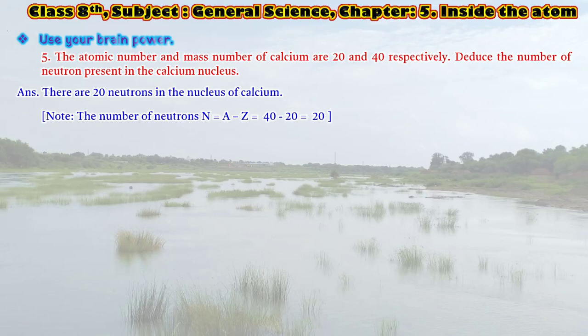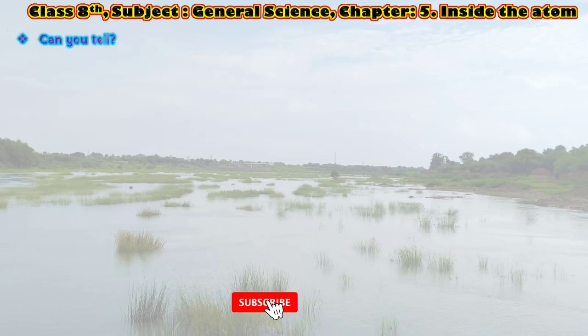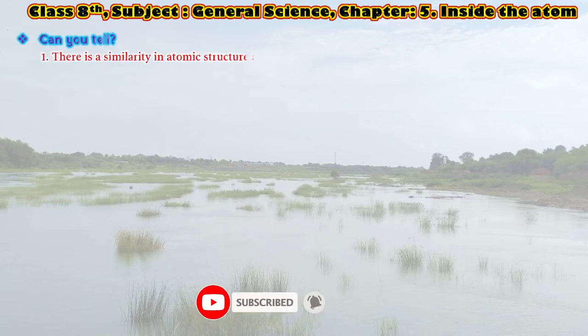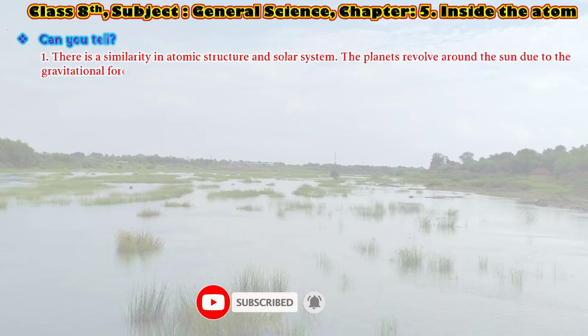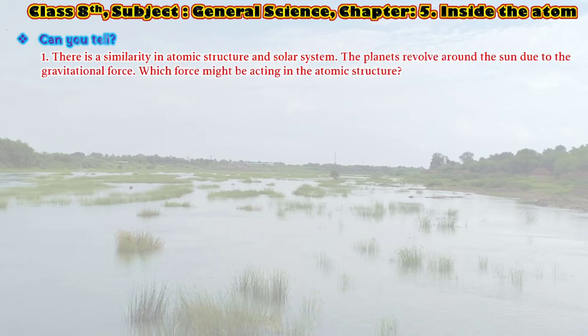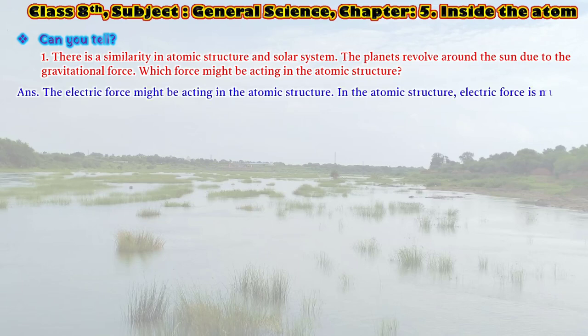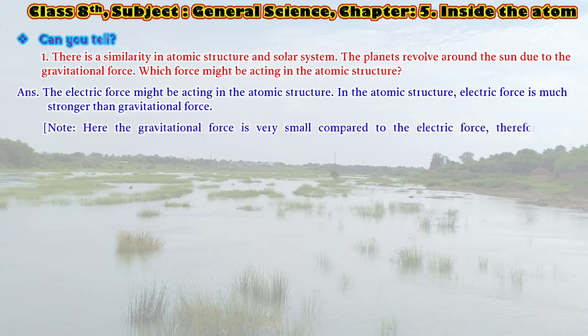Can you tell? First one is: there is a similarity between atomic structure and the solar system. The planets revolve around the sun due to the gravitational force. Which force might be acting in the atomic structure? Answer: the electric force might be acting in the atomic structure. In the atomic structure, electric force is much stronger than gravitational force. Note, here the gravitational force is very small compared to the electric force, therefore, the gravitational force can be ignored.